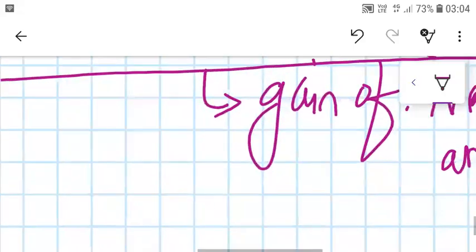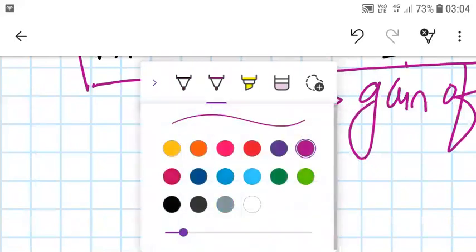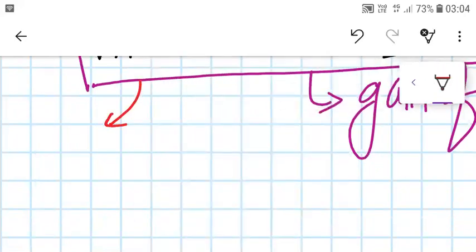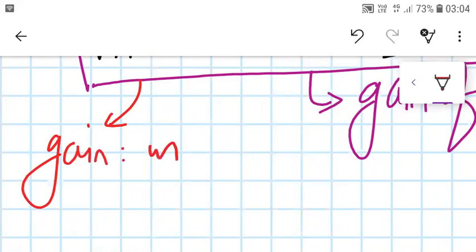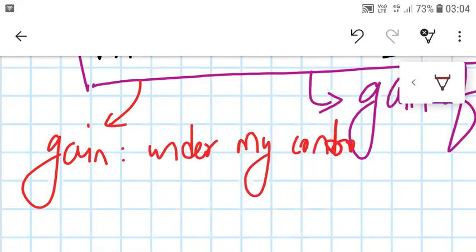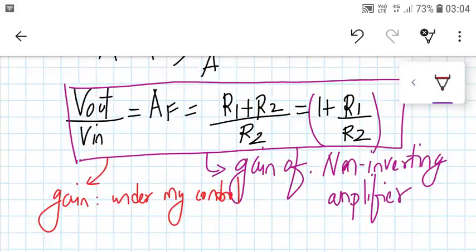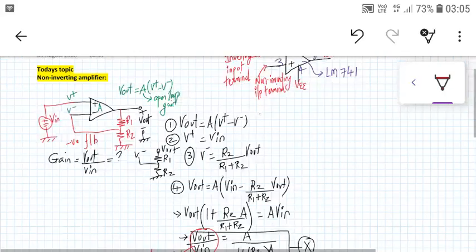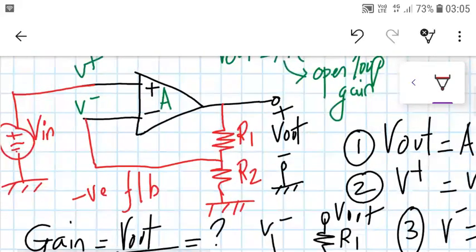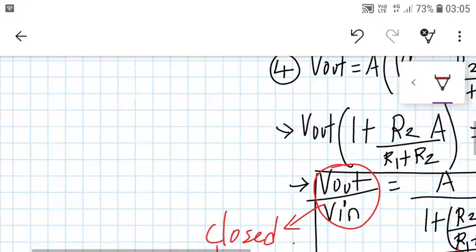Now let me write these points. So the gain is under my control. How is it under my control? Because I can set the value of gain by setting the value of the external resistors in this diagram. So let's say if I want a gain of pi, I can set these values of R1 and R2, which are external resistors. So this is an excellent result in comparison to the control of gain.